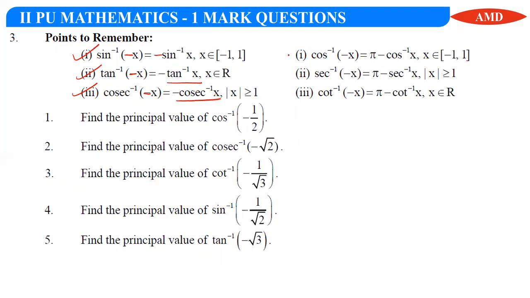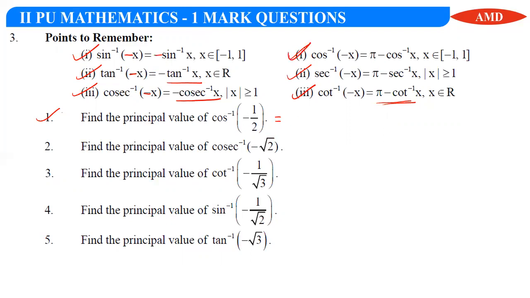But in the case of cos inverse, sec inverse, and cot inverse, if there is a minus sign, then you will have to write it as pi minus cos inverse of x, pi minus sec inverse of x, pi minus cot inverse of x. So using this formula, let me try one question here. Maybe I would like to do the first question. So cos inverse of minus 1 by 2.